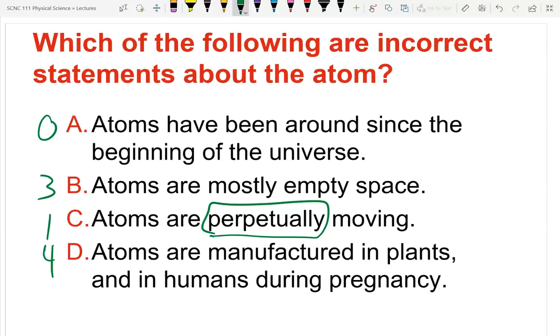So first up is Gabby, number 1. Speak about number 1. Atoms have been around since the beginning of the universe. Do you think that's a true or a false? And then your reason why. I think it is true, because everything is an atom.